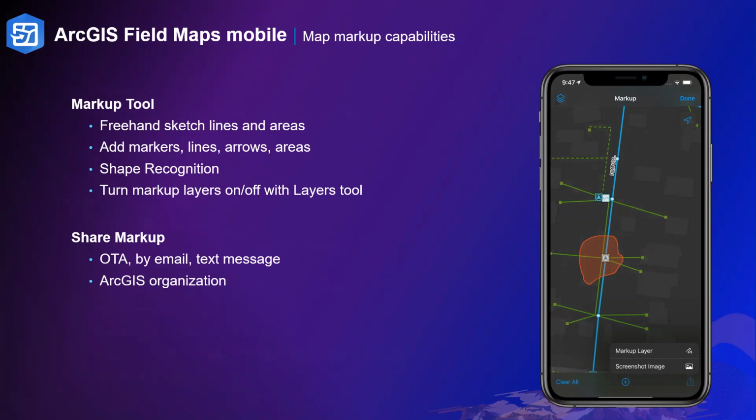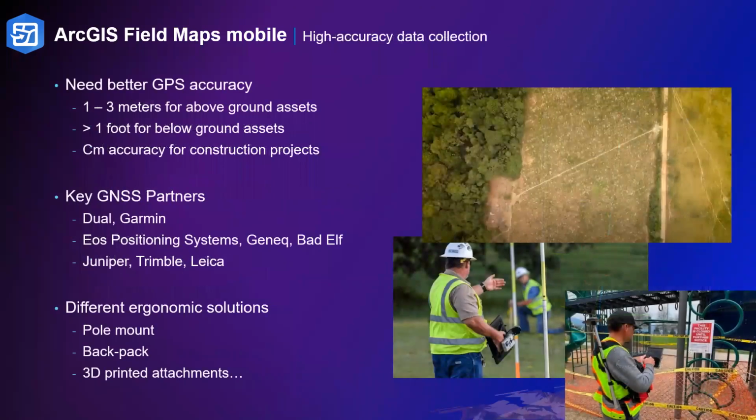So talking about the markup. If you've used Explorer before with markup, you know what I'm talking about. Just freehand sketching of lines and areas, adding in the text, turning the markup layers on and off. That's pretty easy. And then sharing the markup is also pretty simple. You could actually say, I want to take all of the markup from this particular map and I want to package it up and send it as a text message to another Field Maps user, and then they could import it. So that's quite useful to be able to do that.